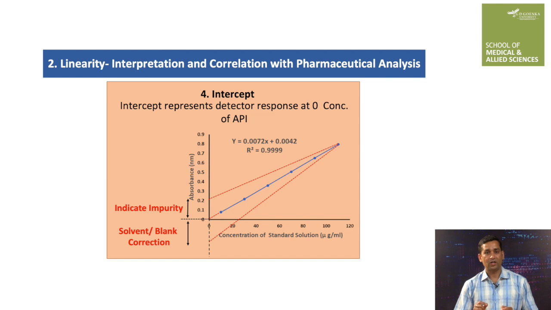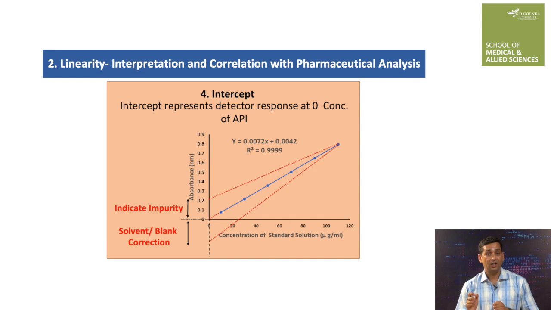This slide shows the next component of the straight line equation, which is intercept. And now you know that intercept is the place where the straight line touches the y-axis at 0 value of x. I would like to talk about the significance of intercept. Intercept represents detector's response at 0 concentration of API. If intercept is positive, or plus C, it means the detector or analytical instrument is showing response even at 0 concentration of API.